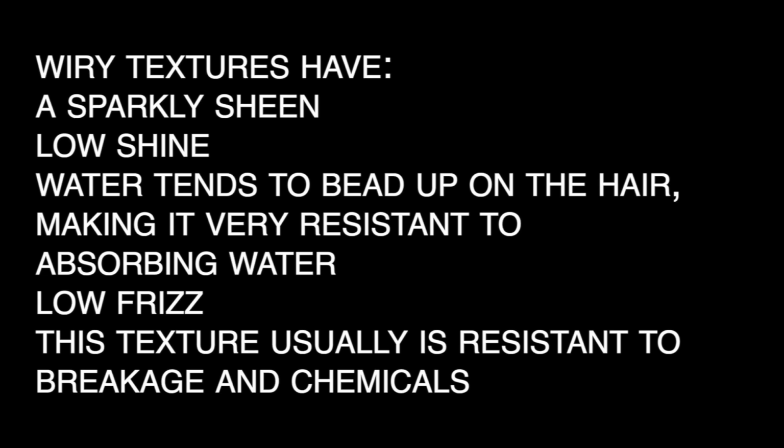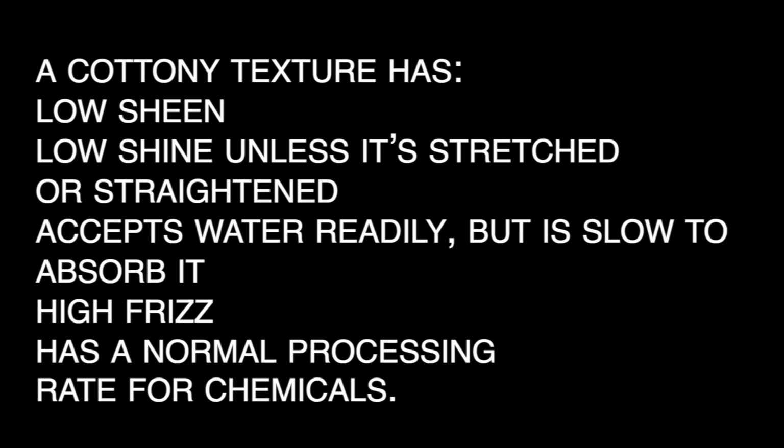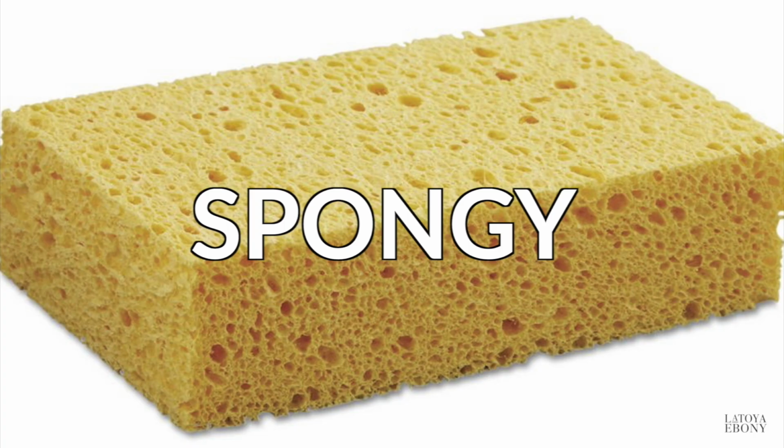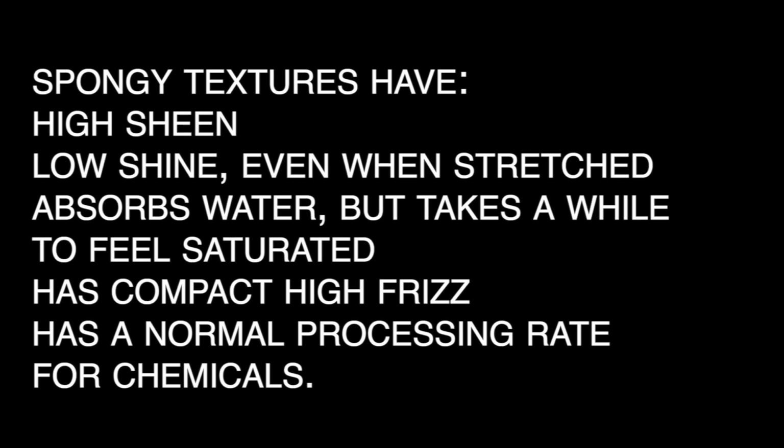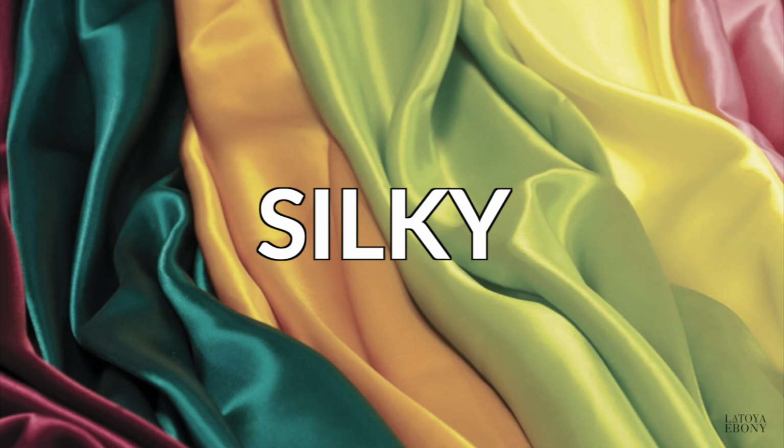It's very strong. A cottony texture has a low sheen, low shine unless it's stretched or straightened. It accepts water readily, but it's slow to absorb it. It has high frizz and has a normal processing rate for chemicals. Spongy textures have high sheen, low shine, even when stretched, absorb water, but it takes a while to feel saturated, have high compact frizz, and also have a normal processing rate for chemicals. And lastly, silky hair has low sheen, high shine, absorbs water very quickly, and is easily saturated. It can have both high or low frizz, and the strands tend to be pretty fine.